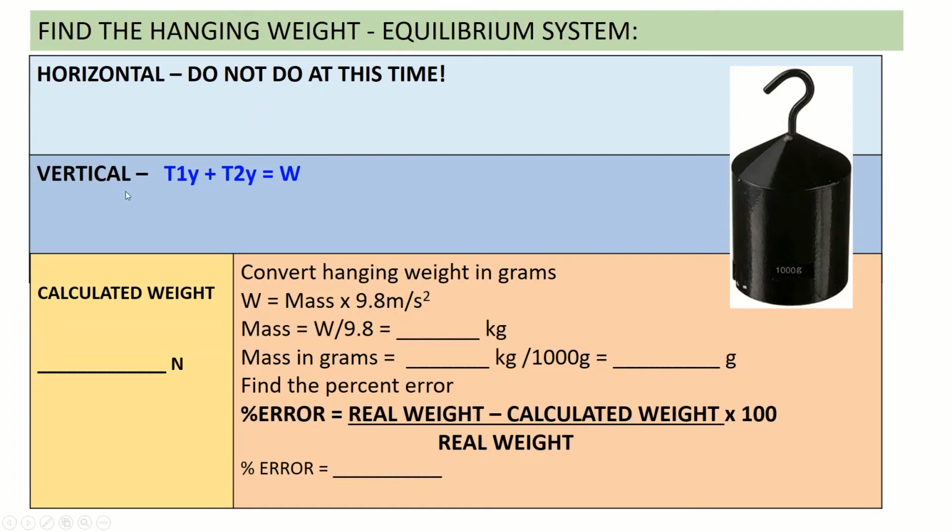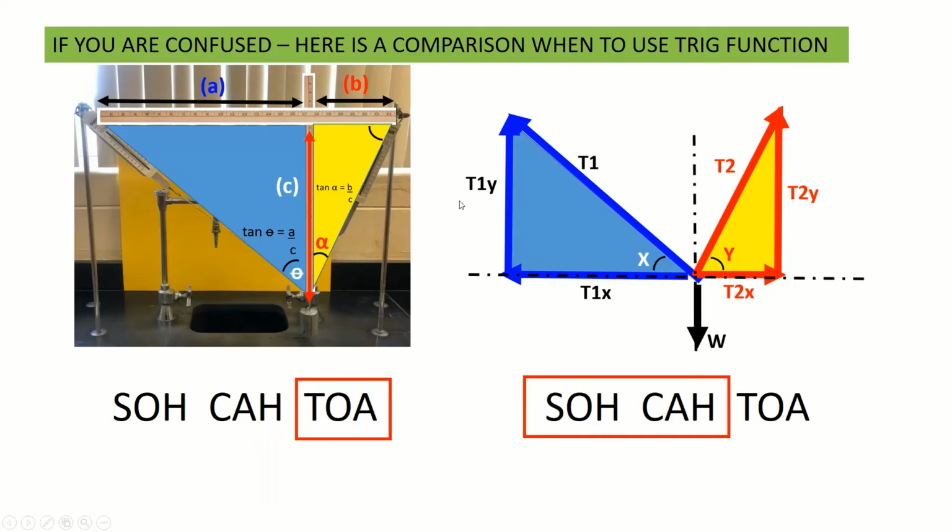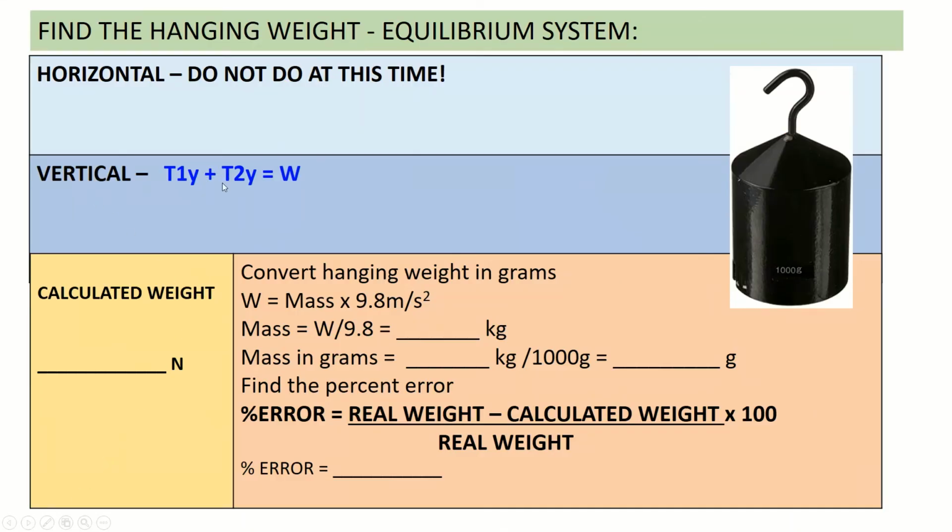But on the vertical level, if you look here, you have those two vectors going up, and you have this vector coming down. So what you are doing is the sum of all vectors going up is equal to the sum of all vectors down. So that is your equation. You know the values T1y and T2y from the previous table. So you add them, and now you have your calculated weight. So now you have your weight in newtons.